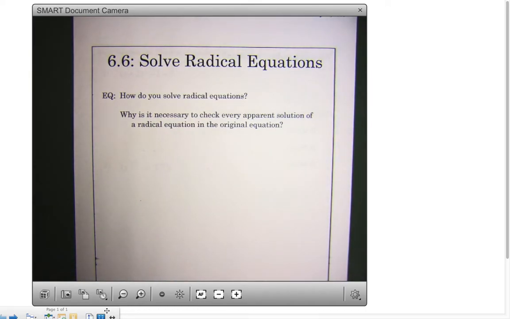All right, in chapter 6.6, we are going to solve radical equations. And we're going to talk about how it's necessary that you check every answer that you get in the original equation to make sure that it actually does satisfy the equation.